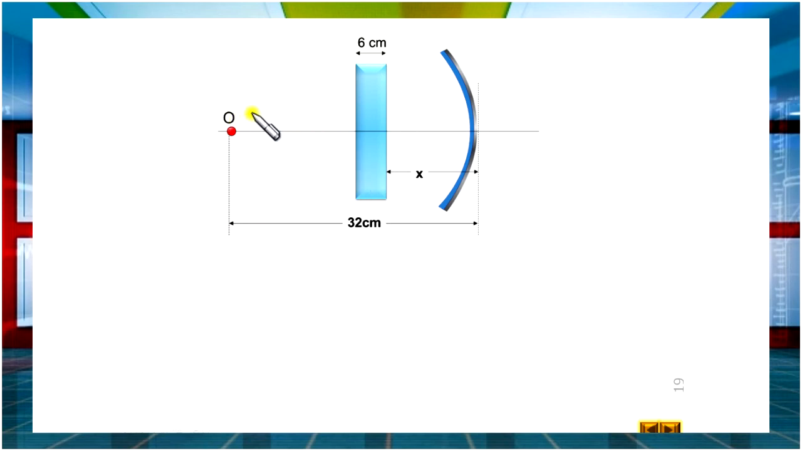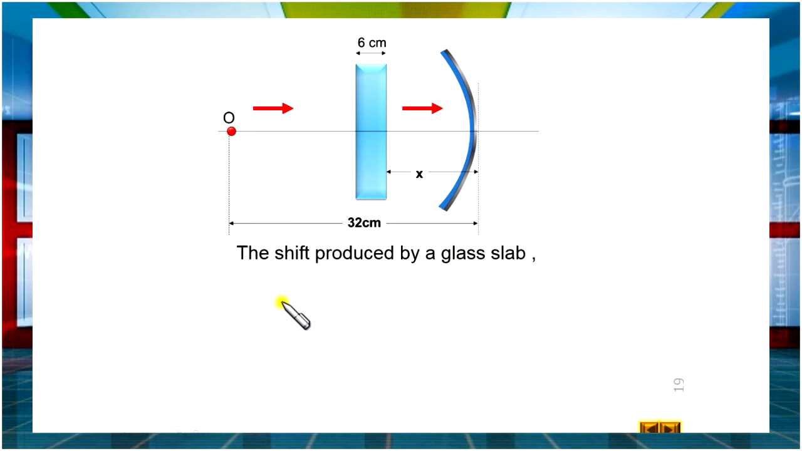If the ray travels from left to right, it will cross the slab before incidence on the mirror, and we know it will produce a shift. That means for this mirror, the object is not going to be at a distance of 32 cm. It should be at a distance of 32 minus shift, because the shifting is in the direction of the ray traveling. So let us calculate the value of the shifting. The shifting formula we know is S equal to T multiplied by (1 - 1/mu).